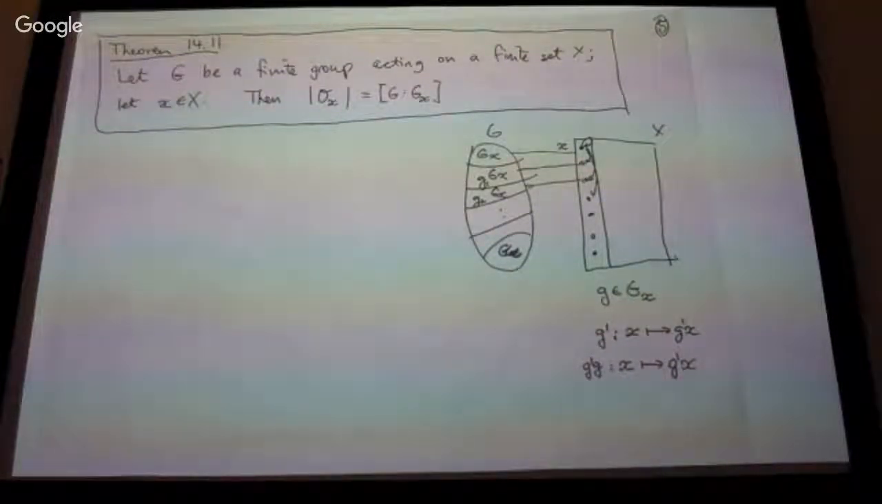Then there was what we need for this: the notion of an orbit. So what is an orbit?